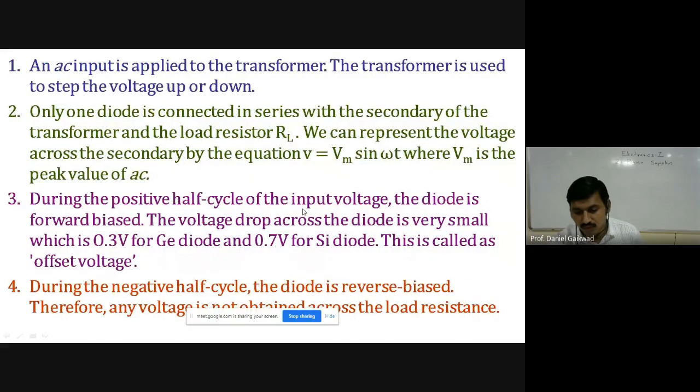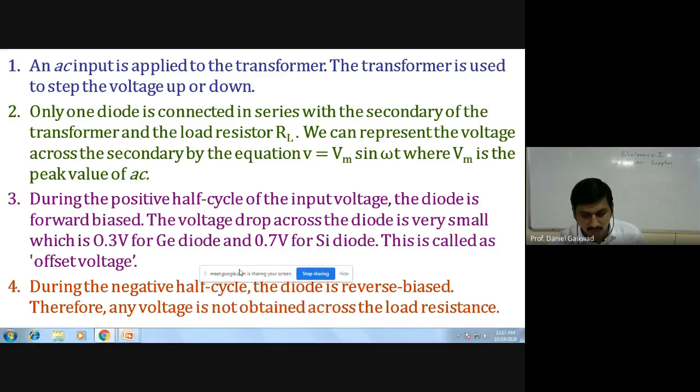During the positive half cycle of the input voltage, the diode is in forward bias. The voltage drop across the diode is very small, which is 0.3 for a germanium diode and 0.7 for a silicon diode. This is called the offset voltage. So 0.3 and 0.7 is called the offset voltage. That will be subtracted from the AC voltage, and the remaining voltage will appear across the load. Now check carefully what we have given here.